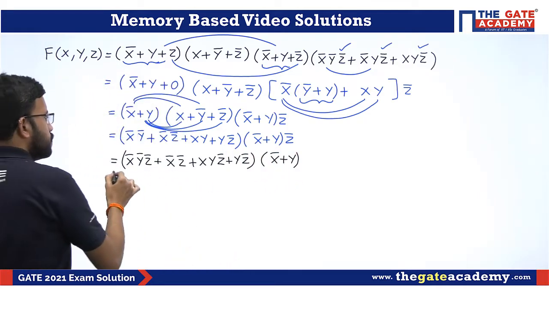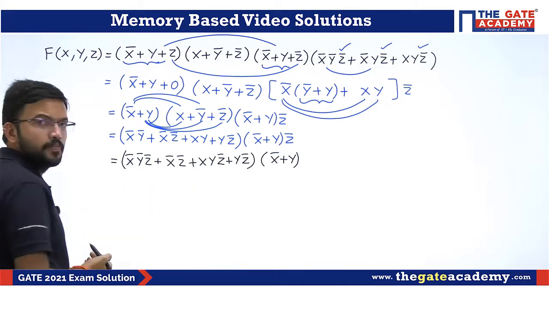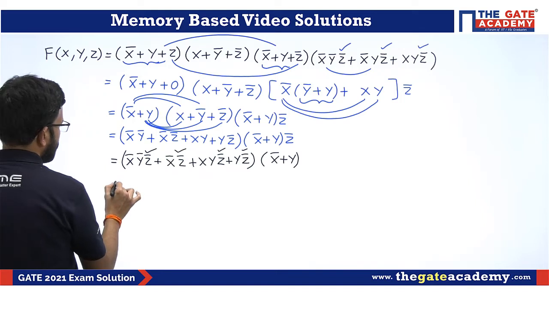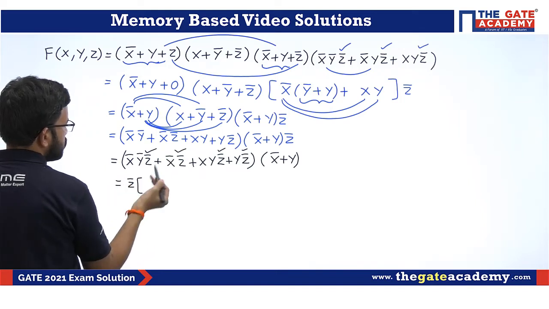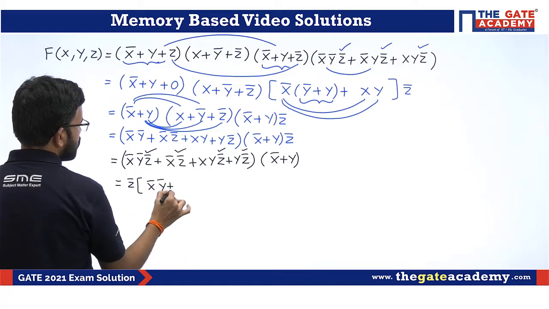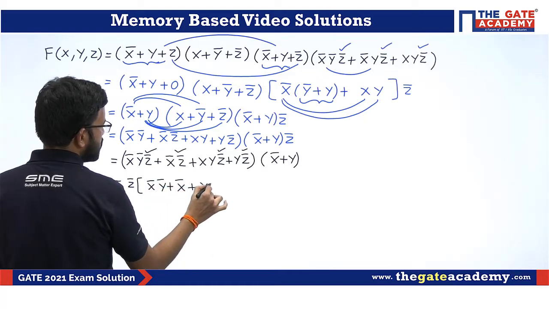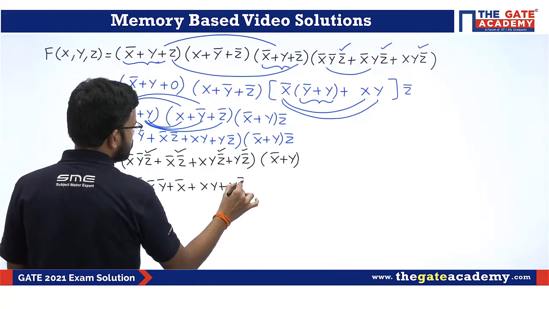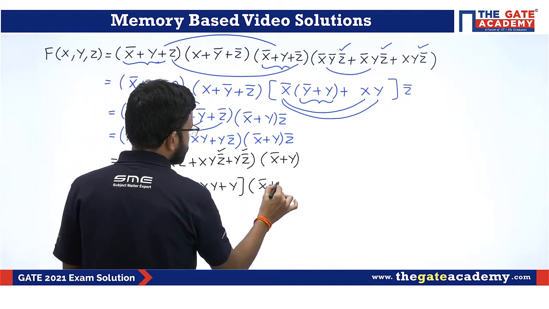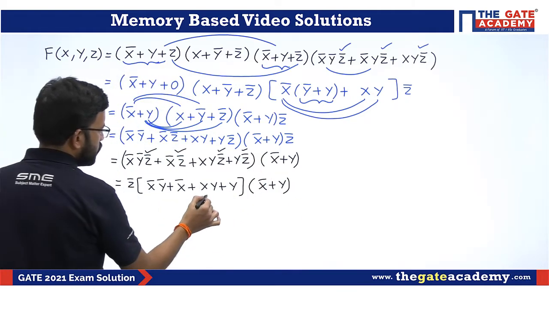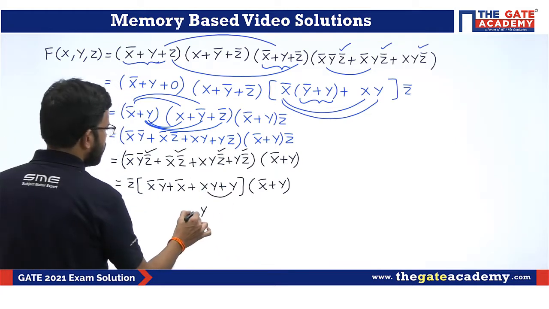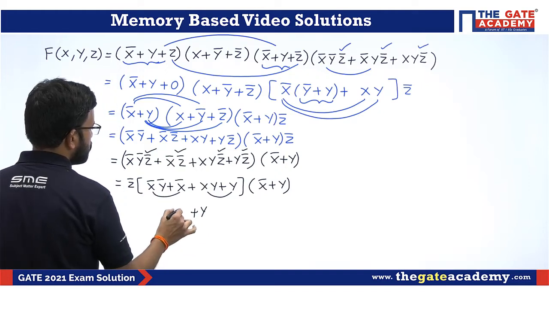Now, if you observe, from all these terms, you can take z bar as common. If you take z bar as common, then what you will get? Here x bar, y bar plus x bar plus xy plus y. Okay. Here you are having x bar plus y. Now just observe, from these two you will get y. 1 plus anything is 1, logical OR, right? Next, from these two you will get x bar.